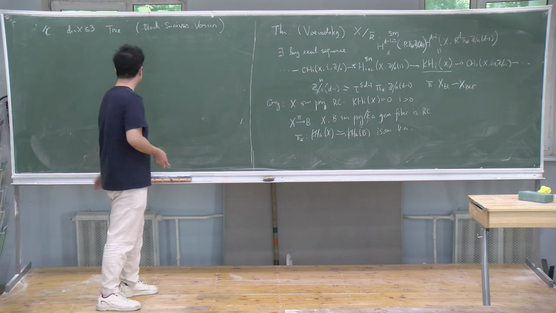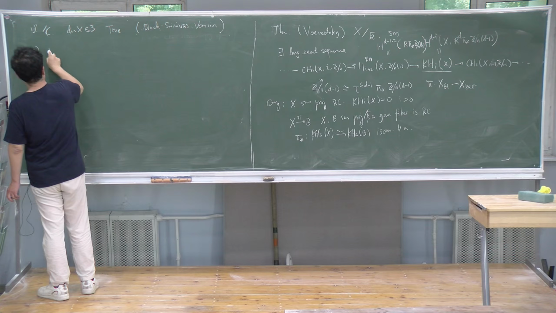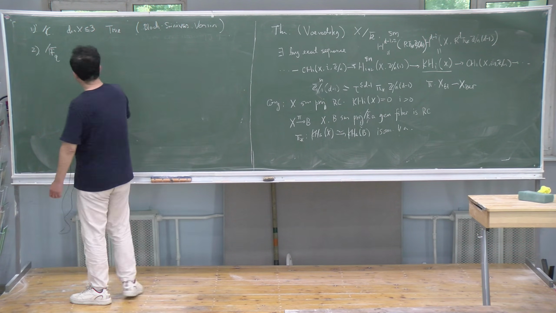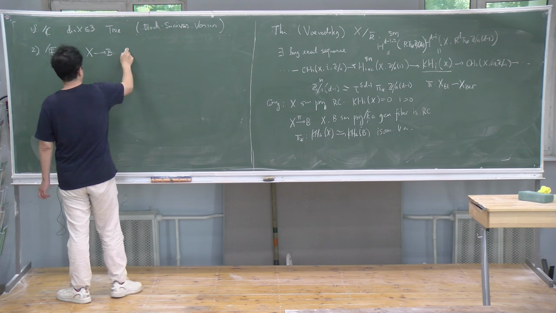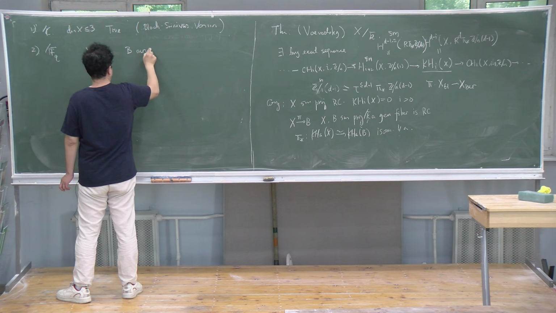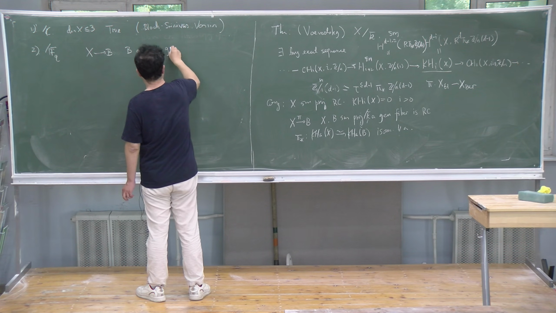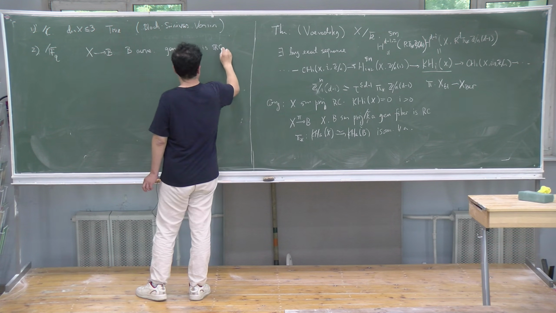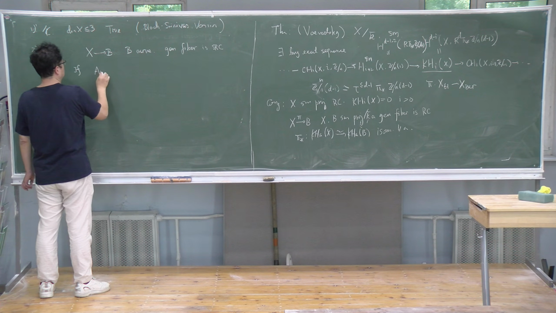Now, this is one thing. The second, let's say over an algebraic closure of the finite field. Remember last time, we talked about this. So when you have X over B, where B is a curve, then a general fiber is SRC.